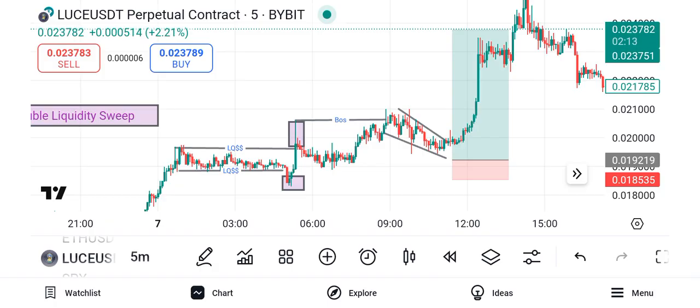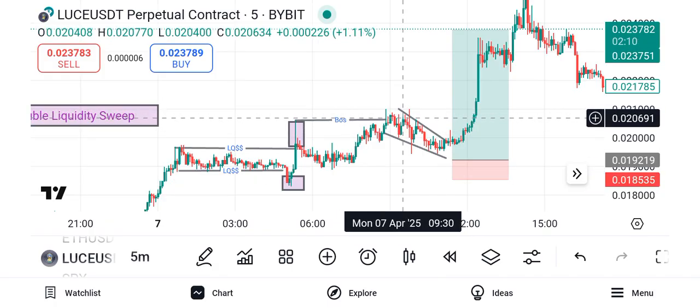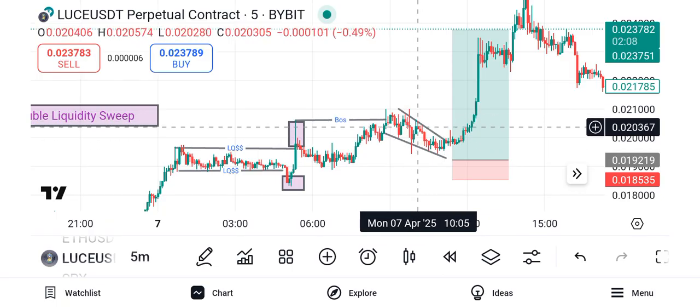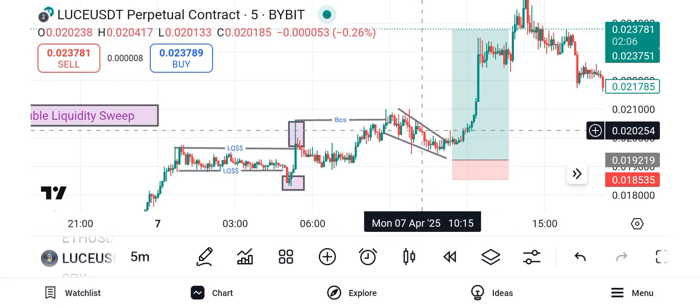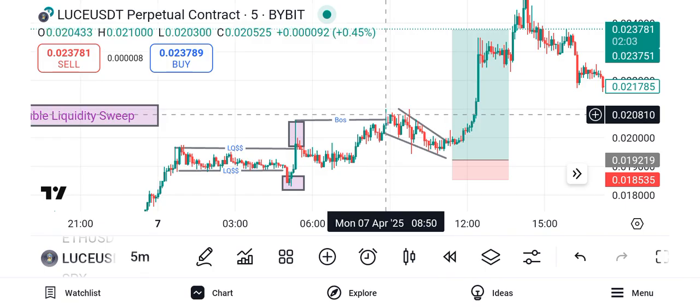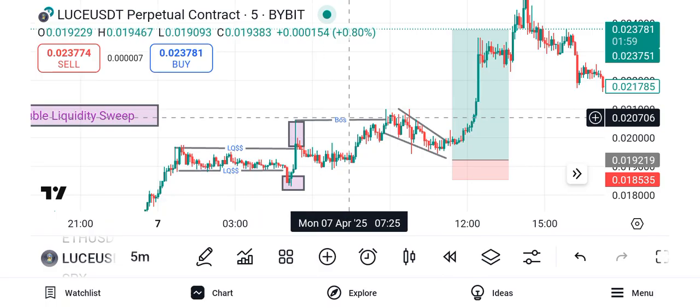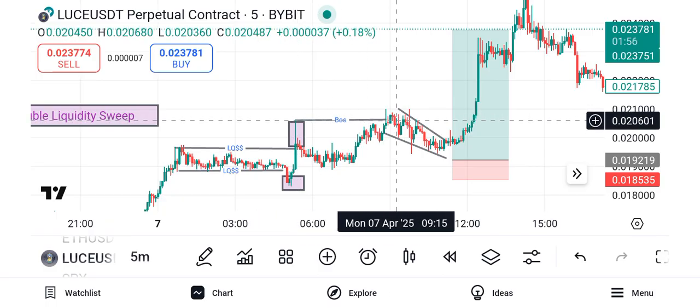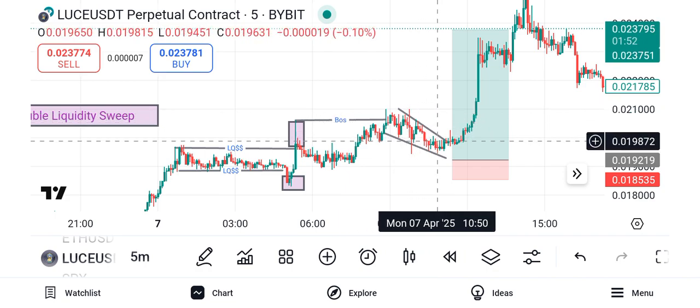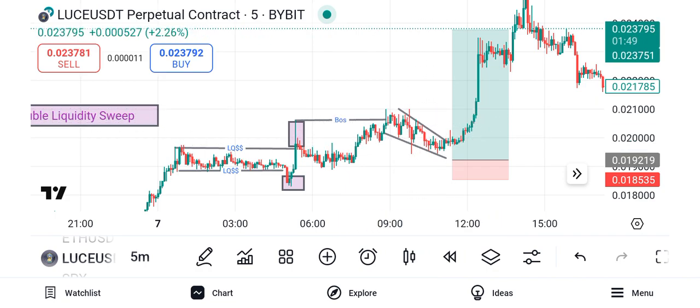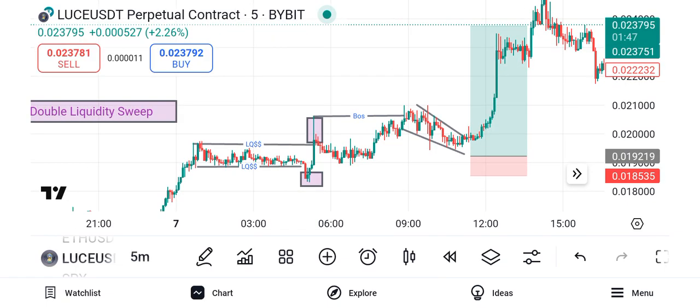Now sometimes it may not retrace this deep. You get my point. Oftentimes, once it breaks this structure right here, it will just start going up. Sometimes also it may retrace a little bit before going up. Now, this is what a double liquidity sweep looks like, and this is how to trade the double liquidity sweep.